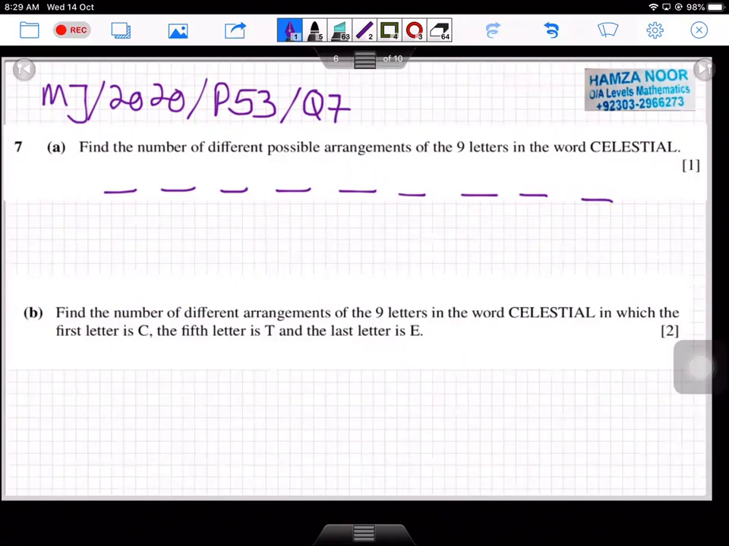Alright, but make sure to check which letters are repeating. 2 L's and 2 E's. So 9 factorial divided by 2 factorial times 2 factorial, because two E's are repeating and two L's are repeating. This is 90720 ways.